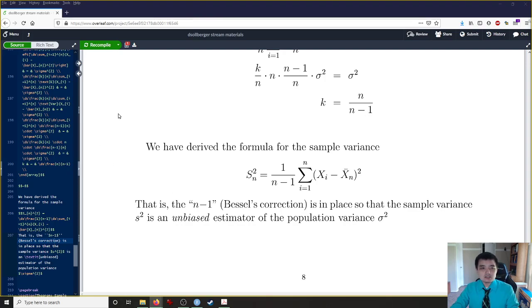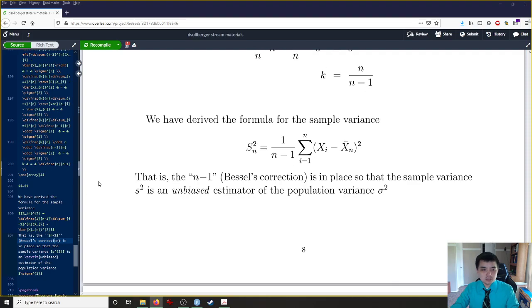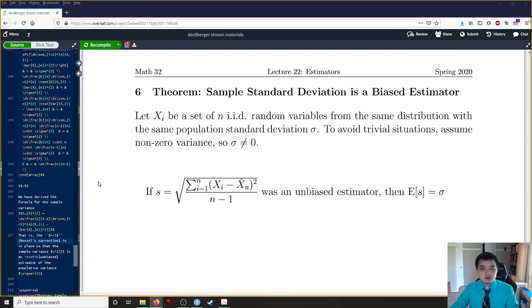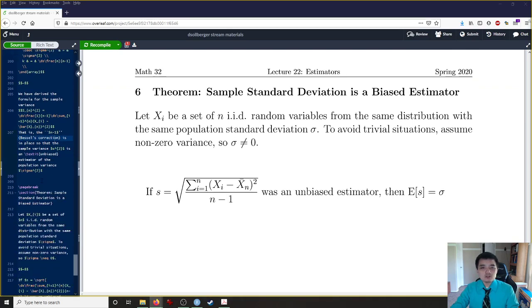Admittedly, that was a lot to take in. I will have the notes uploaded right after class, but let me just go ahead and finish off this lecture. There are times when we want to talk about standard deviation, and it turns out that sample standard deviation itself is a biased estimator.